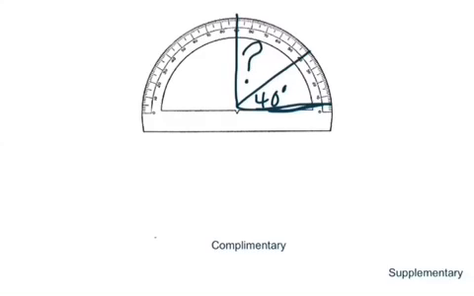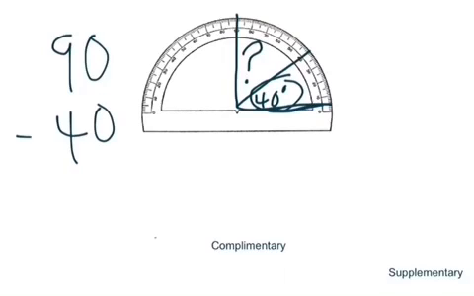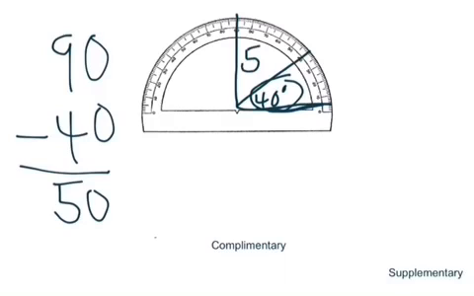Well, we can count. So since we're starting with 40, we can say, well, this is 10, 20, 30, 40, 50, and that can give you the answer. Or we can say, well, I know the whole thing is 90 degrees. I've taken out 40 degrees. So if I start with 90 and take out 40, I have 50 left. So without even measuring, without even having to use a protractor, I know that this angle is 50 degrees. And that works every time.